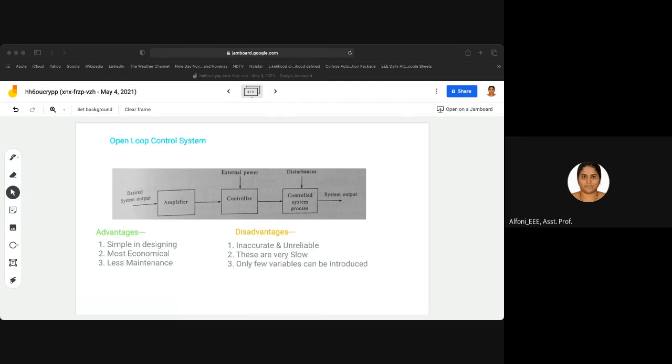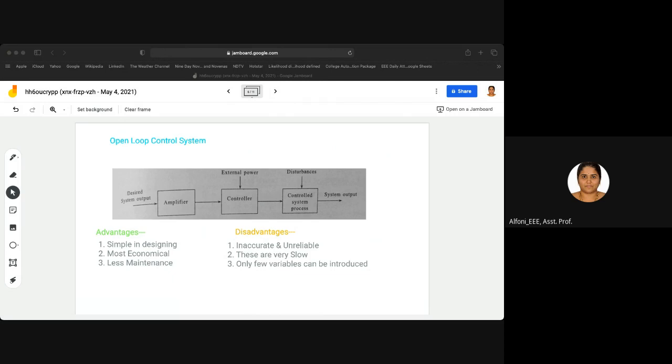Now, on what parameters does this open loop system depend? The accuracy of the open loop system depends on the input-output relationship, which is designed and calibrated. The performance of the calibration over long intervals of time is one of the parameters it depends on, and it is also affected by the environmental conditions.